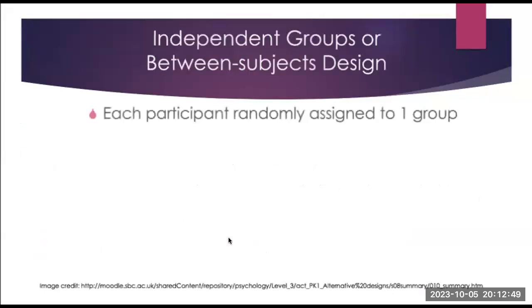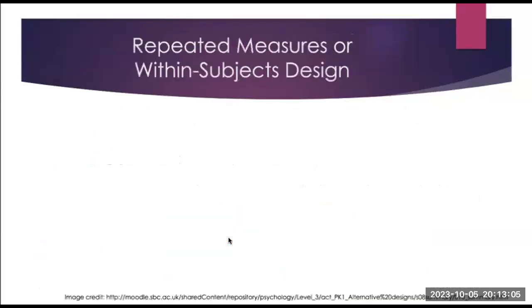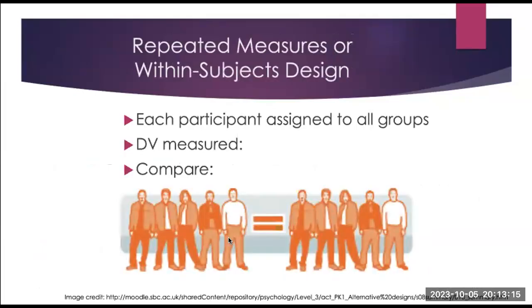Okay, so independent groups or between subjects design. Each participant is randomly assigned to one group. The dependent variable is measured. What you're comparing is to see that the experimental group is not equal to the control group. Repeated measures or within subjects design, participants are assigned to all groups, right? The dependent variable is measured, and what you want to see is, is there a difference in the same people once the independent variable has been manipulated.